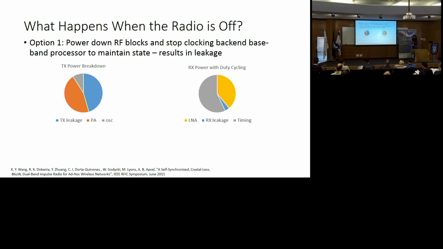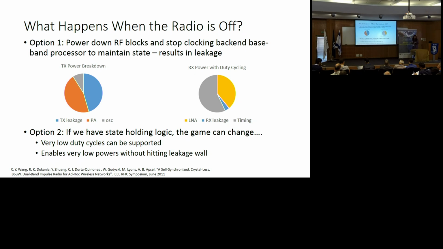When we've actually done this with our duty cycled radios, what we found is the following. The transmit power was mostly dominated by leakage, and the receiver power had leakage as well. It turns out that when you're getting to very aggressively duty cycled radios, leakage really matters. So if we have state holding logic, something that's non-volatile, it'll actually make a difference for wireless communication systems like this, more of a difference than you think, because when you're running at very low duty cycles, leakage does tend to dominate.